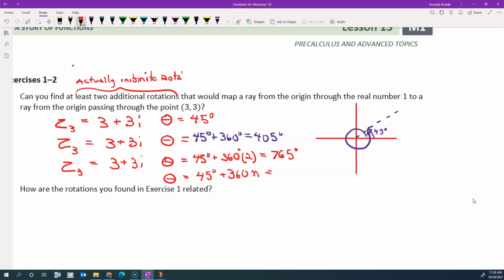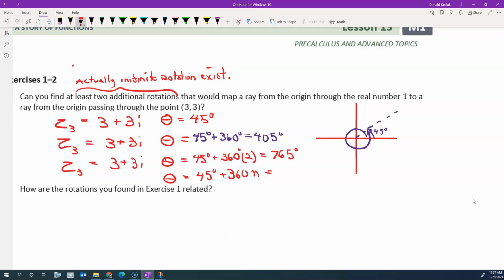Because you could just keep adding 360. So there has to be some sort of agreement: which one of those do you use? What we say is the angle that you're going to give is always going to be the one that's between 0 and 360. So to eliminate all these possibilities, you use the one that's between 0 and 360.